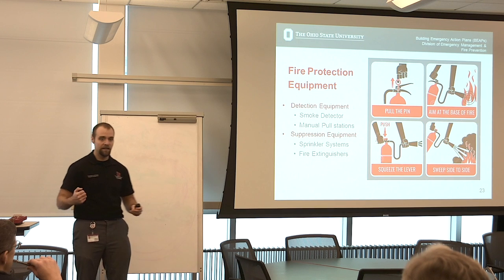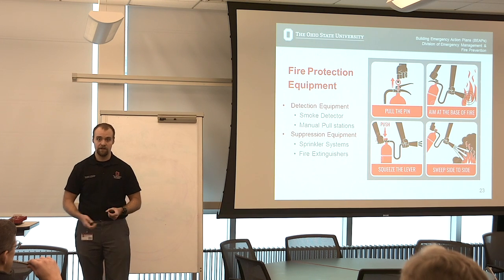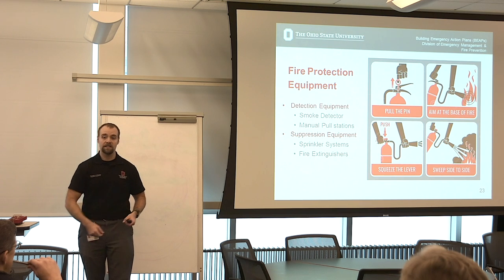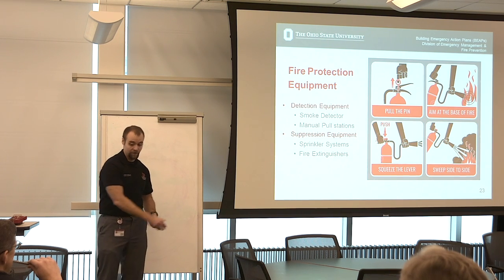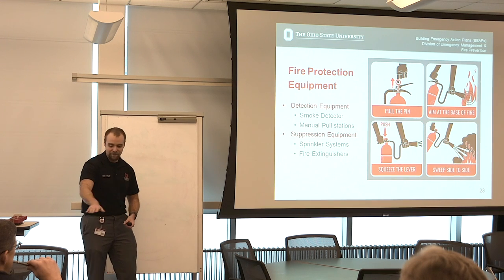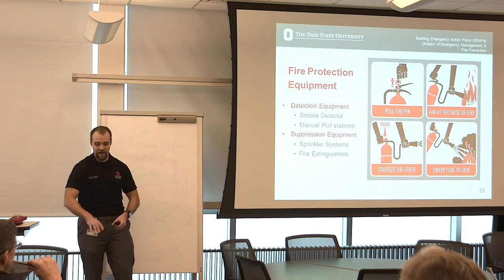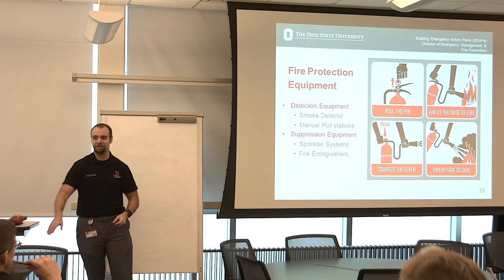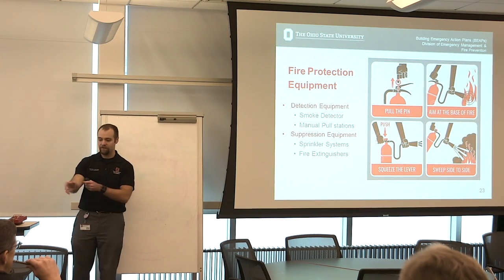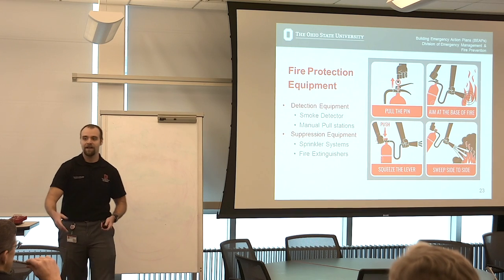So you pull the pin, that basically arms the device, and then you have a lever you can squeeze down, and you have to sweep the fire back and forth. Some people only hit the left side of the fire. Well, guess what? The right's still full of fire. Or they might spray the top of the flames. Well, guess what's on fire? The bottom of the fire. So you want to sweep the base of the fire. If you stand too far back, it's not going to really get much on the actual fire itself.